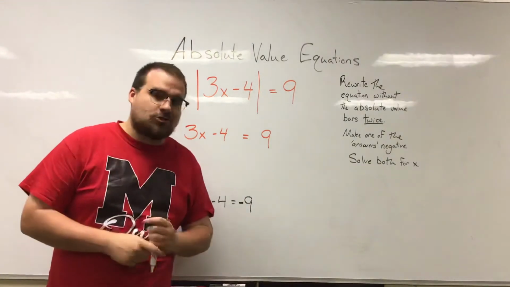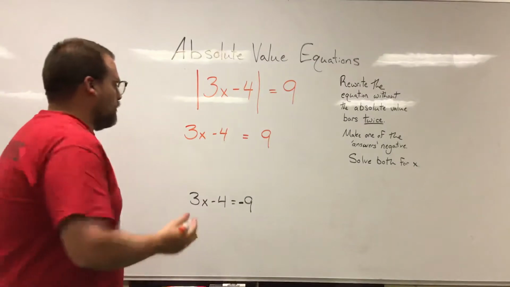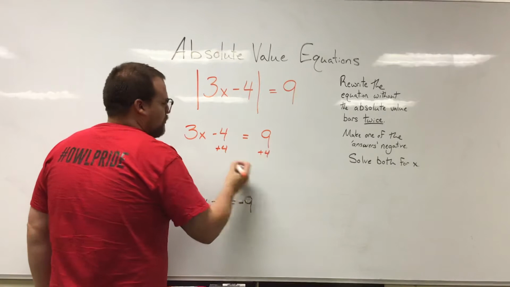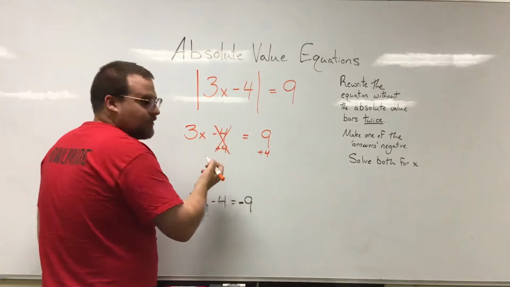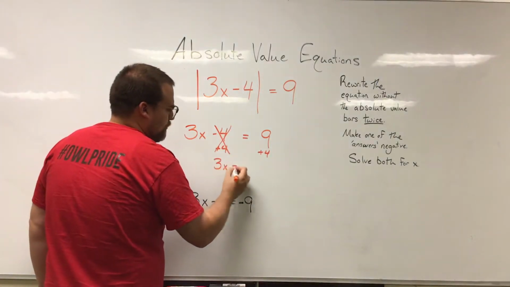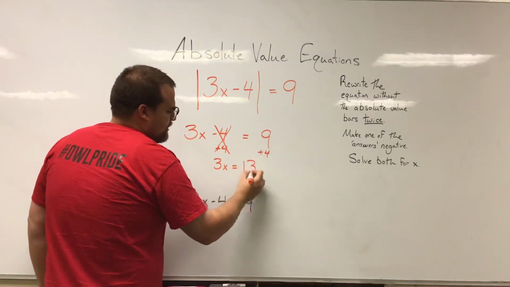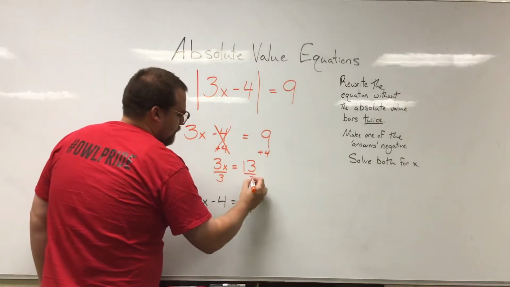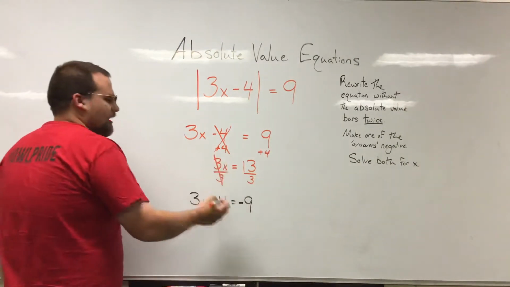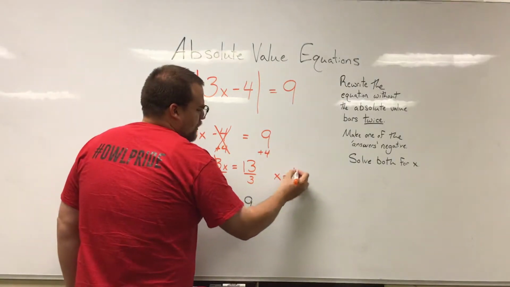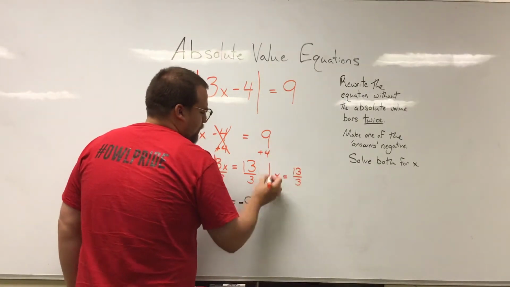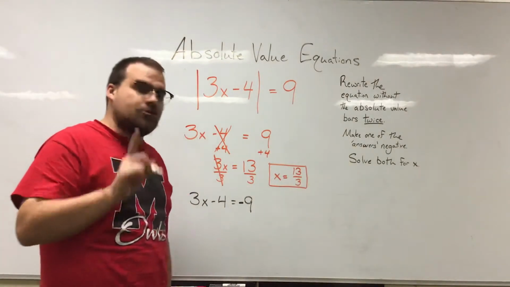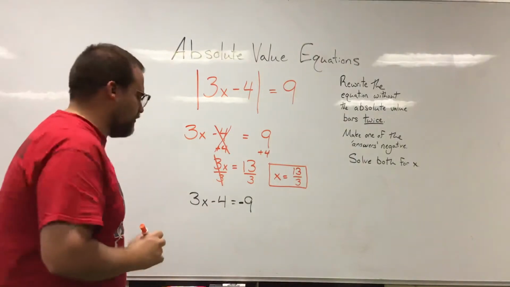So in this second equation, I'm going to make that a negative 9. Now I just solve both of these. So this is just a 2-step equation. You're probably pretty familiar with how to solve those. So we're going to deal with our inverse operations. Get 3x on its own equals 13. And then to get x by itself, we just divide by 3 on both sides. Cancel that out. X is alone. And we get 13 over 3, a simplest form improper fraction. That is one of our 2 answers to this absolute value problem.